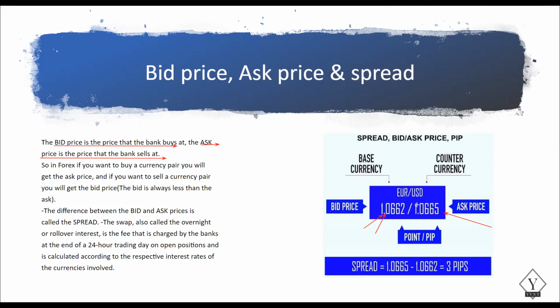So that's why I said I'm going to explain this to you when we go to the other videos. Yes. So a bid price is the price that the banks buy at, and the ask price is the price which the bank sells at. In Forex, if you want to buy a currency pair, you will get the ask price, and if you want to sell a currency pair, you will get the bid price. The bid price is always less than the ask, right.